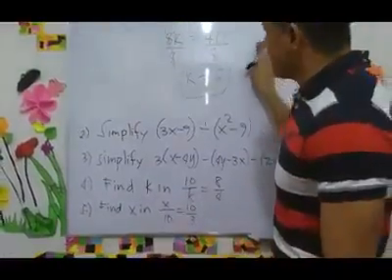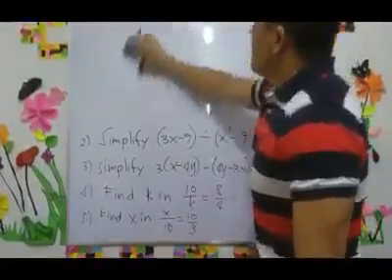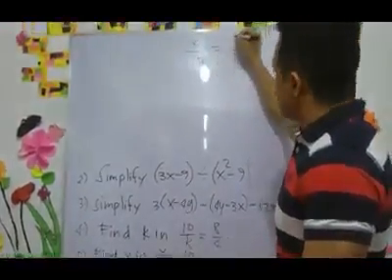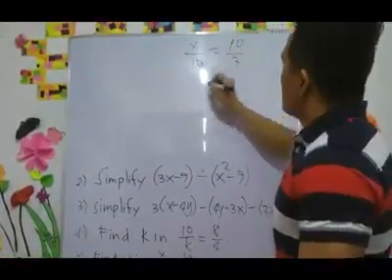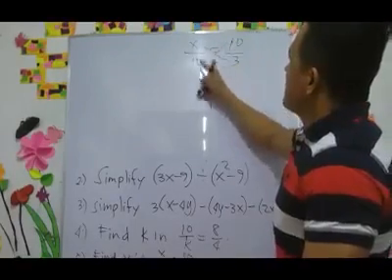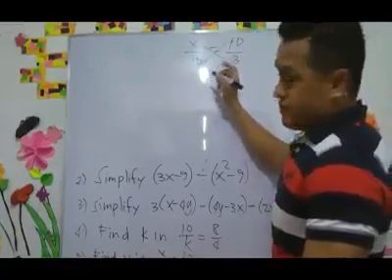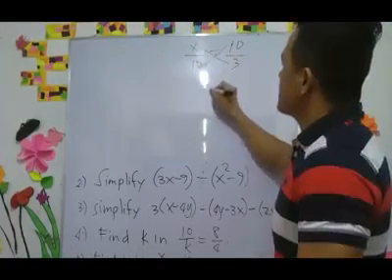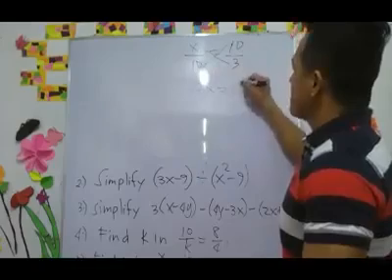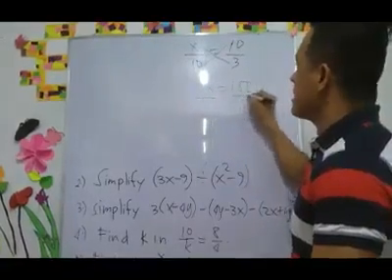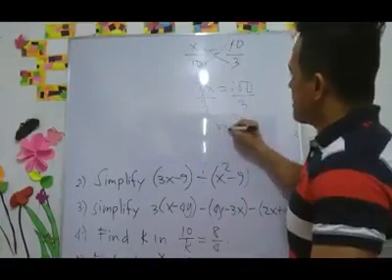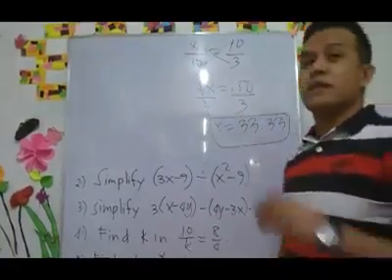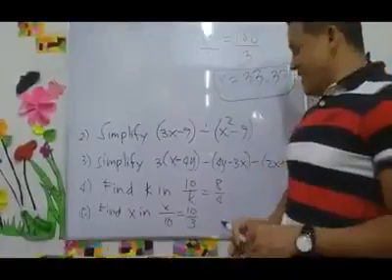Next one, the same as number 5, a ratio and proportion problem. x over 10 is equal to 10 over 3. Cross multiply again. x times 3, it doesn't matter which comes first. So we have 3x is equal to 10 times 10, that is 100. Then divide by 3, x is equal to 33.33, approximately 33.33. That's all.